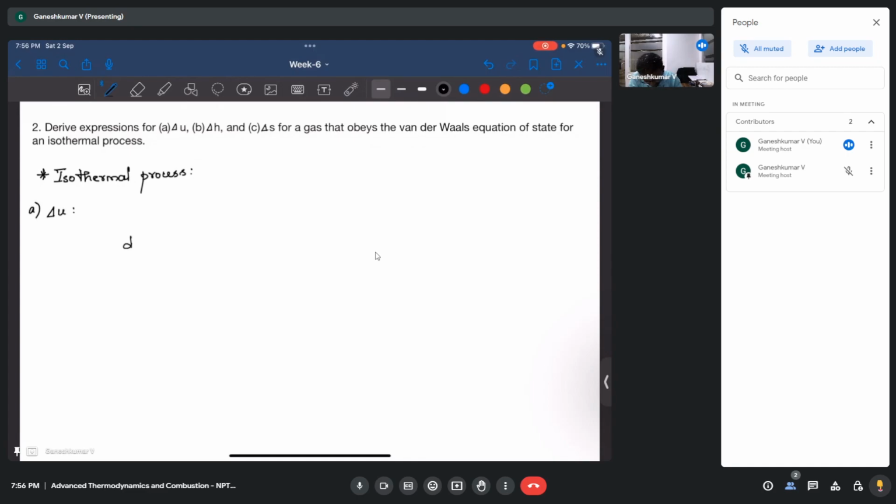So we already know the internal energy equation, right? So dU is nothing but Cv dT plus T times dP by dT at constant V, minus P, times dV, right? And since it's an isothermal process, the first term will go away, right? Isothermal.